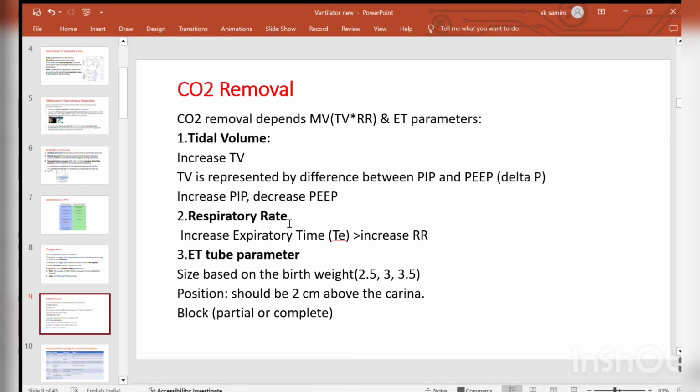But rather than increasing the respiratory rate, we should increase the expiratory time for more effective CO2 removal. Factor 3 is ET tube parameters. We have to choose the ET tube size as per the birth weight. Then the position of the ET tube tip should be 2 cm above the carina, and there should not be any block due to secretion or any other reason.